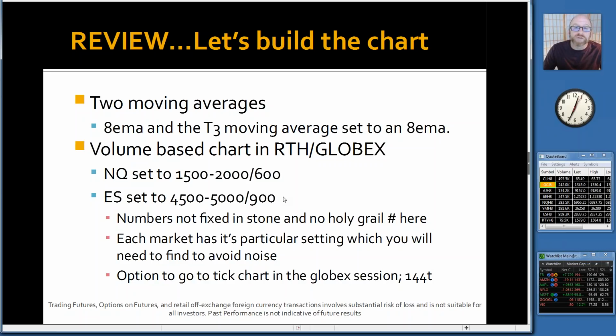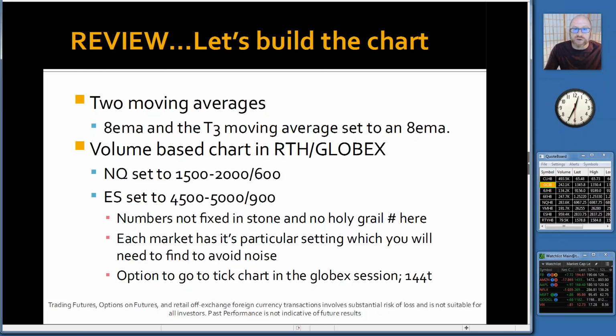Usually I like to go 1/5. So whatever volume base you use during the day, you usually want to use 1/5 of that number in the Globex. Now, again, I said numbers are not fixed in stone. There's no holy grail number here. So each market, whether you're trading the YM, the crude, the gold, silver, wheat, they're all going to have their particular settings.